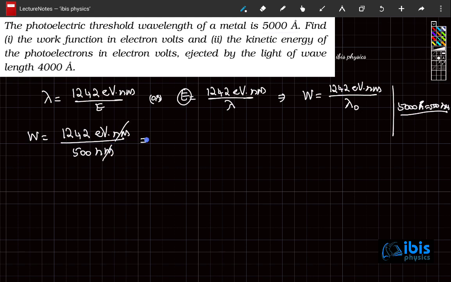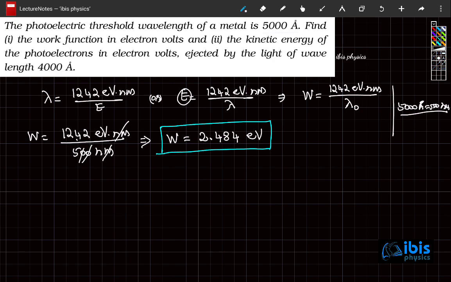Hence the work function of the metal is 1242 by 500. Two zeros you can cut here. So 1242 by 5, or 12.42 by 5, is equal to 2.484 electron volt. Hence we have found the threshold. Using threshold wavelength, we have found the work function of the metal.